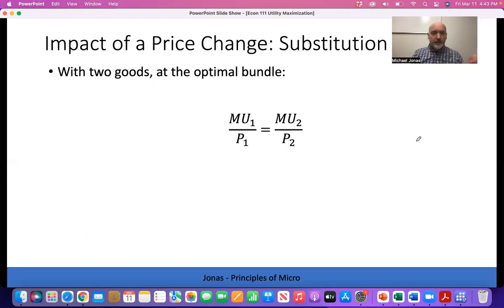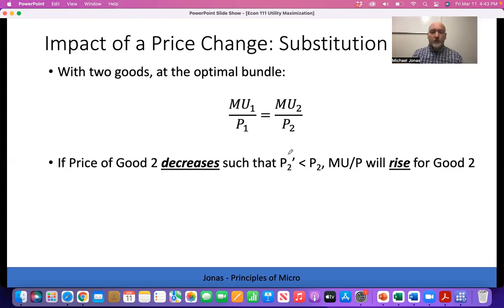So let's dig into that. Look at that rule of optimization with only two goods, right? We have good 1 and good 2. And if we're at that optimal bundle, we should be as close as possible to this equality, right? We should be getting the same utility per dollar from each good 1 and good 2.